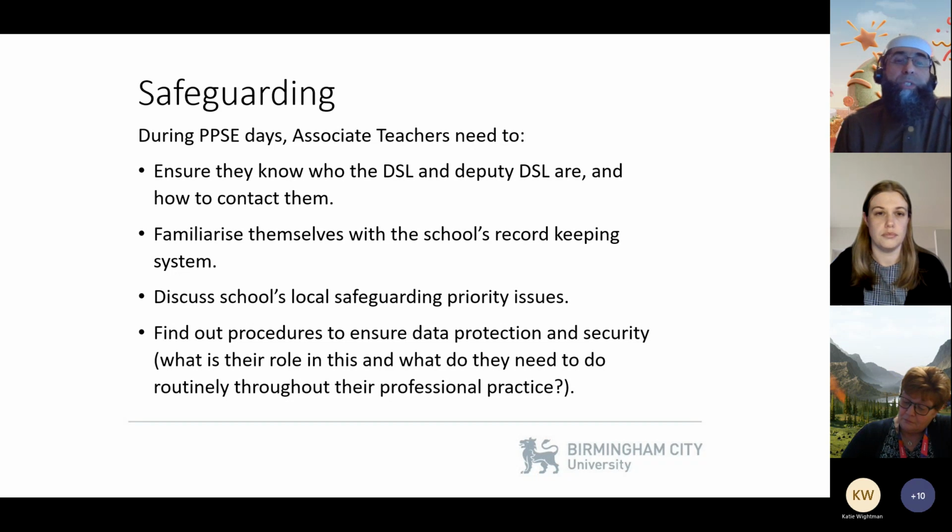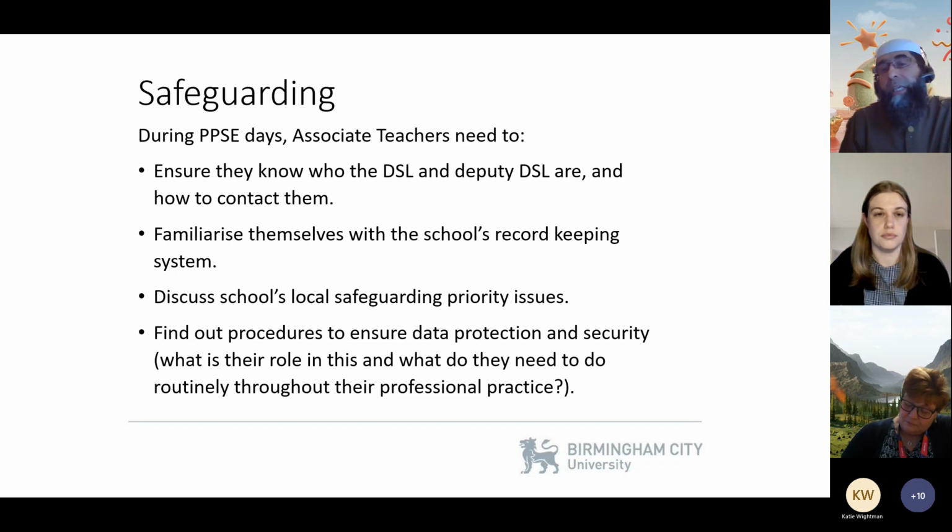And also to discuss with the lead mentor or the classroom teacher or mentor regarding the local safeguarding priority issues. And as part of our discussions with them, when we see them as university tutors, before they begin the block placement, this is part of the discussion that we have with them.